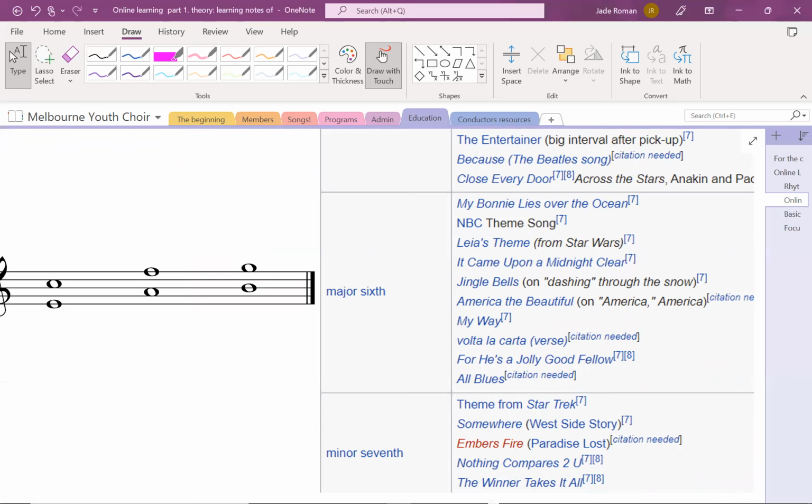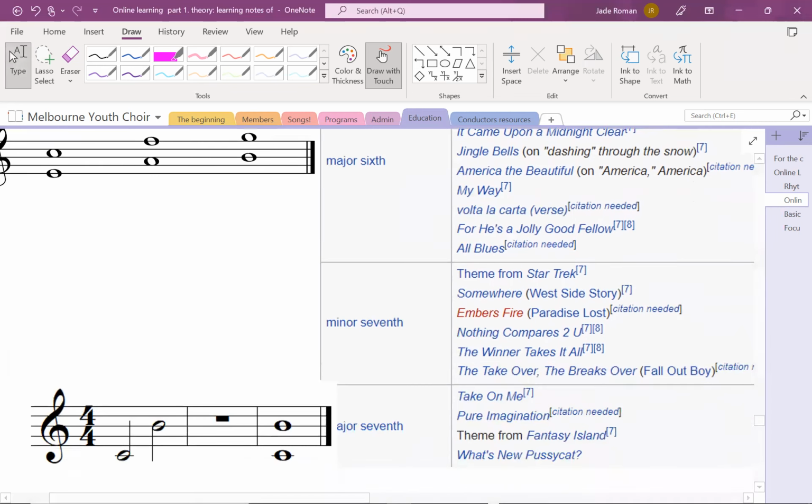Dashing through the snow. What they say? For he's a jolly good fellow. Another one, we sing the song I Will Follow Thee. I will follow thee, my Saviour. That's an example of a sixth interval that you need to know. So that's what a sixth will sound like.